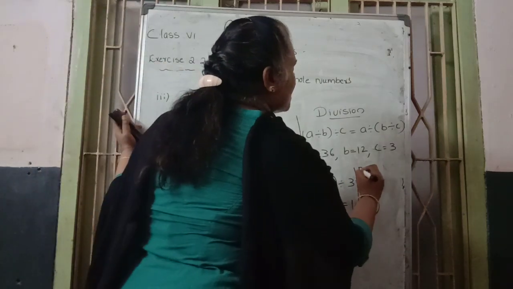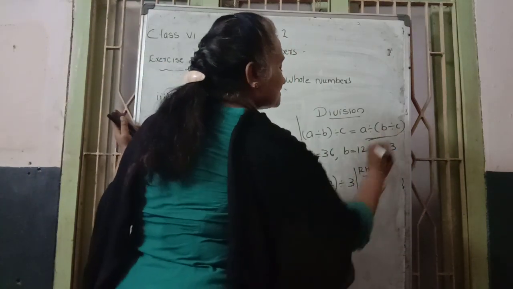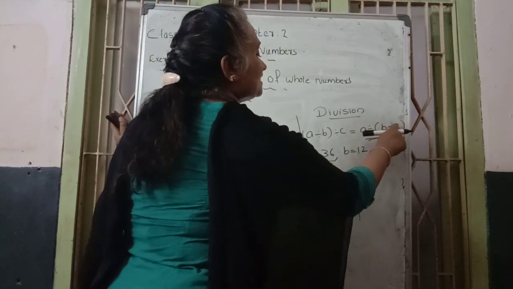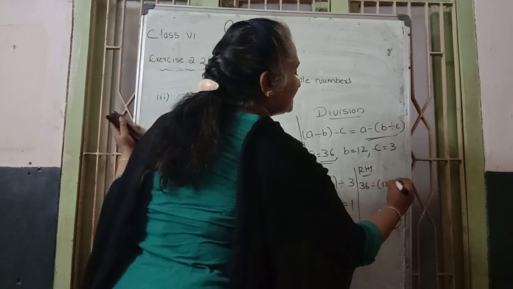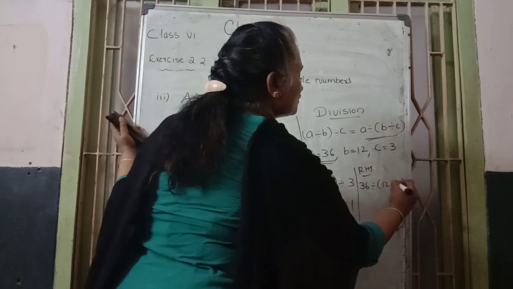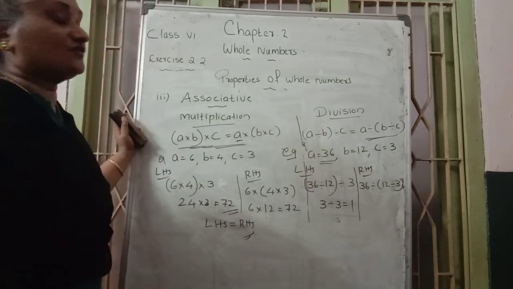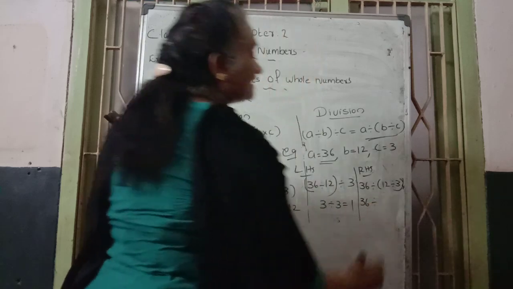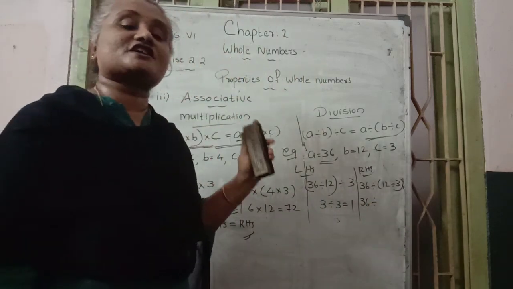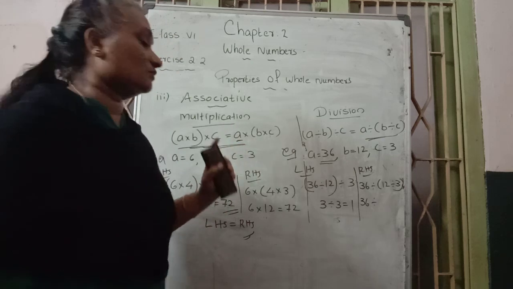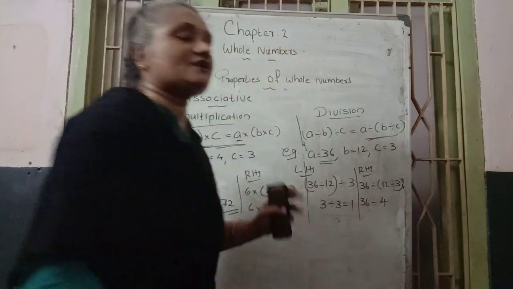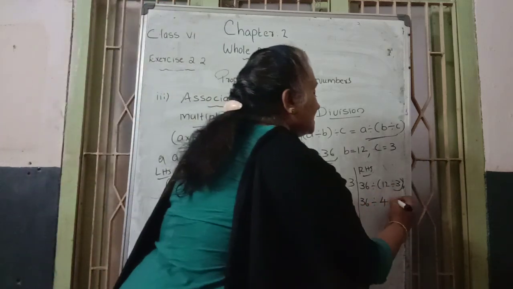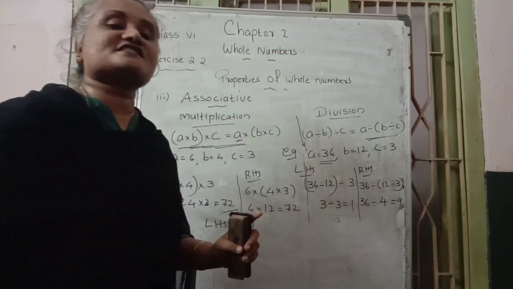In the same way, consider the RHS of our general form. The RHS part: A value 36 divided by B value 12 divided by C value 3. Division, first give preference to the bracket inside calculation, so 12 divided by 3: 3 table, 3 4s are 12, so 4 times. Then again 36 divided by 4, what is the answer? 4 table, when we get to 36? 9 times.